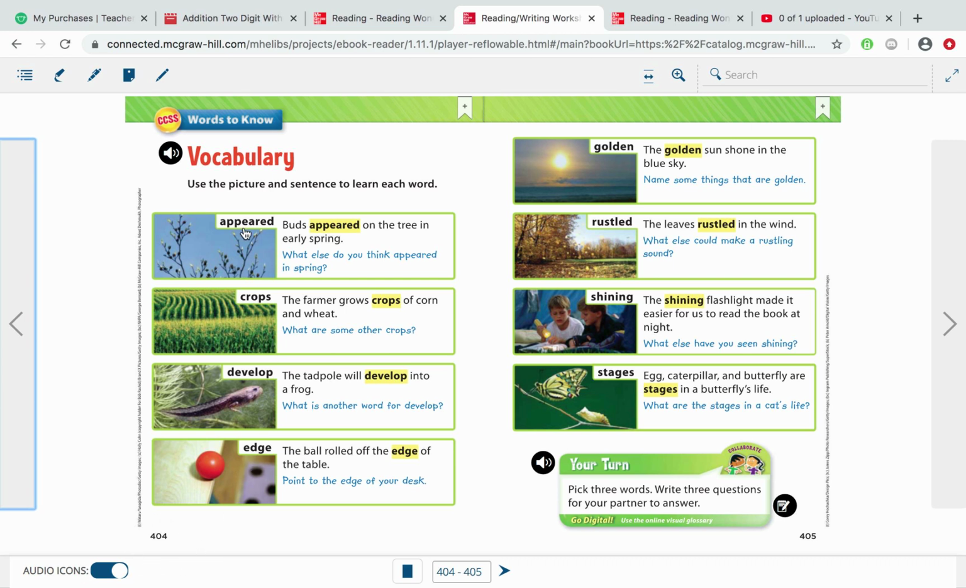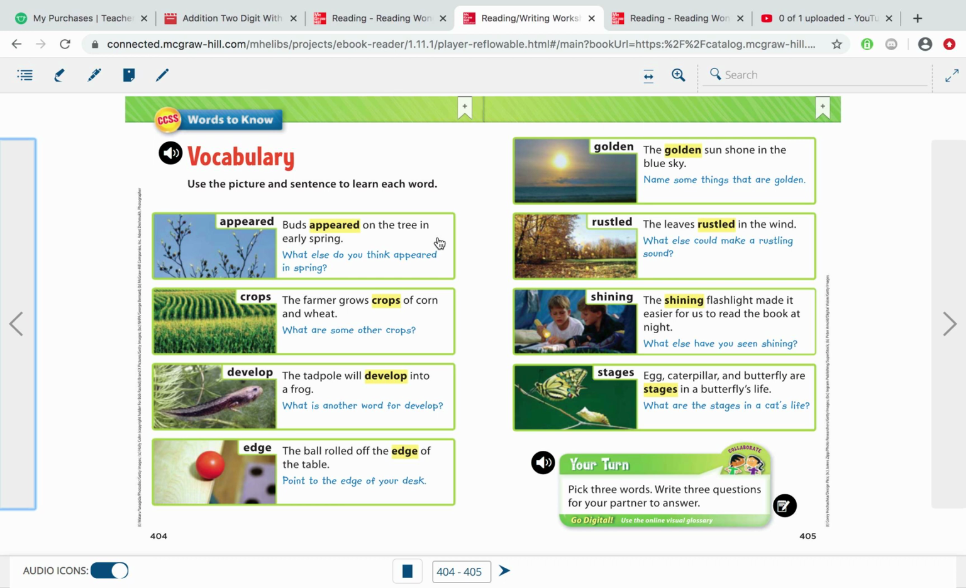Here is the word appeared. Appeared has an EA vowel digraph. The first option with EA vowel digraph is the sound E, and that's exactly what it makes here with appeared, suffix ed as well. There's lots of pieces and parts that you know from phonics class to help you with this word appeared. Here's the word appeared used in a sentence. Buds appeared on the tree in the early spring.